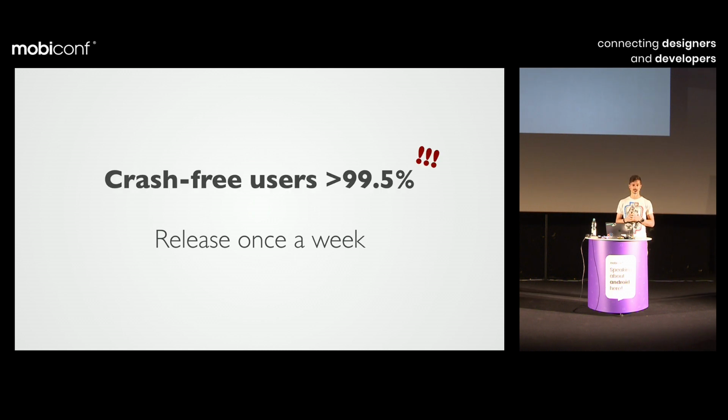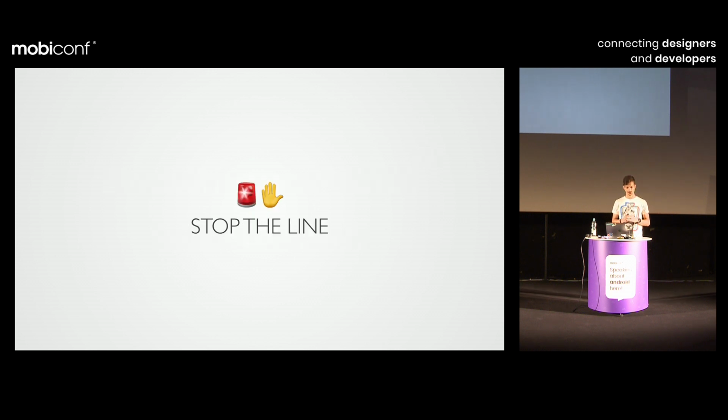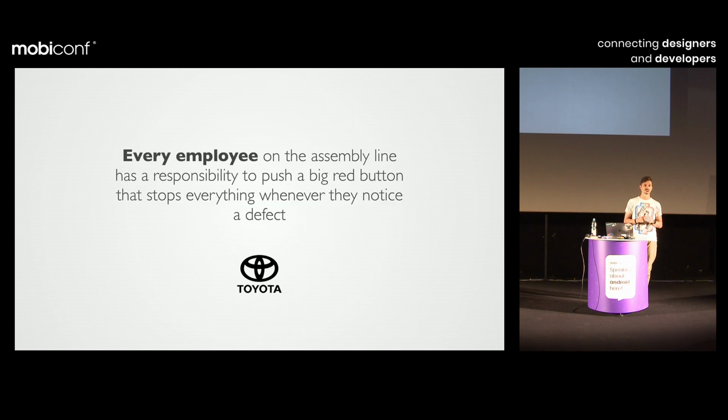Crash-free users rate is our ultimate goal. And to keep it, we introduced a very important rule in the way we work. It is called Stop the Line. And it was invented by Toyota in the 60s or 70s. And this rule says, every employee on the assembly line has a responsibility to push a big red button that stops everything whenever they notice a defect.